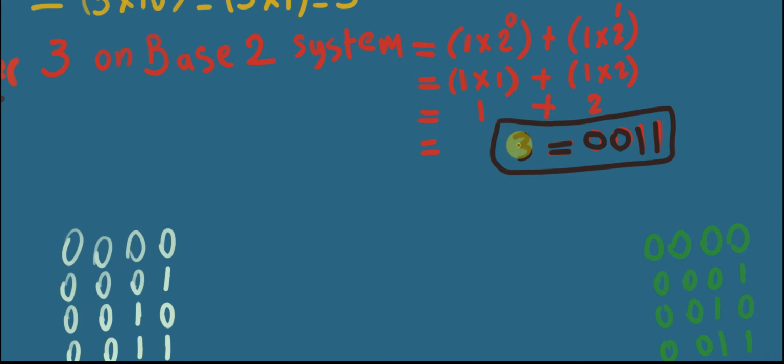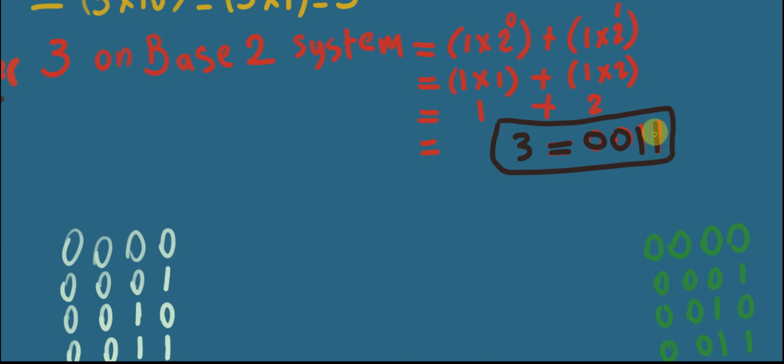This 3 here is how we write it in the base 10 system. When you see it in base 2, it will look like this. You see there's 1, 1. The first 1 is the 1 in the ones column, the first column. The other 1 is in the second column. That's how you understand the true value of this number.